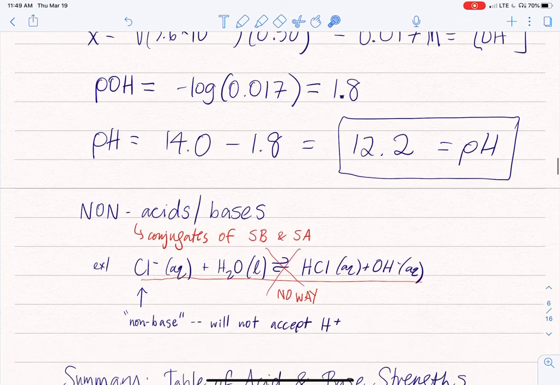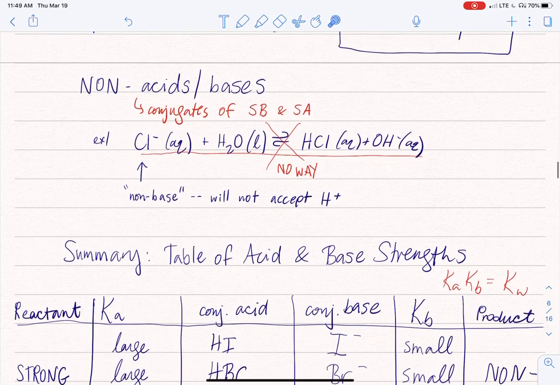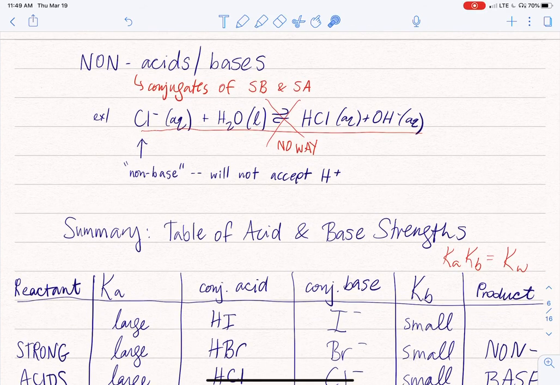I want now just to talk briefly about species that are non-acids and non-bases. We've spoken about this in the past, but I want to emphasize now that the definition of a non-acid is really anything that's a conjugate of a strong base. The definition of a non-base is anything that's a conjugate of a strong acid. Let me give you as an example chloride, or Cl-. Imagine Cl- reacting with water.